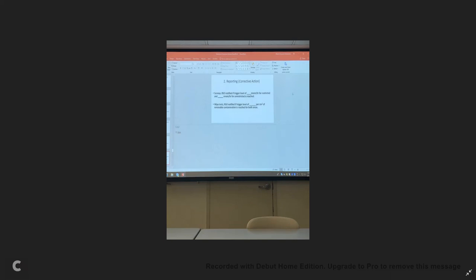Reporting corrective actions. Surveys: the RSO is to be notified if the trigger level of 5 millirems per hour for restricted area and 0.2 millirem per hour for unrestricted area is received. The wipe test: the RSO is notified if the trigger level of 22 dpm per centimeter squared of contamination is removed for both areas.